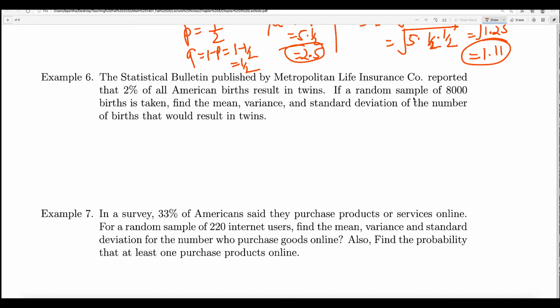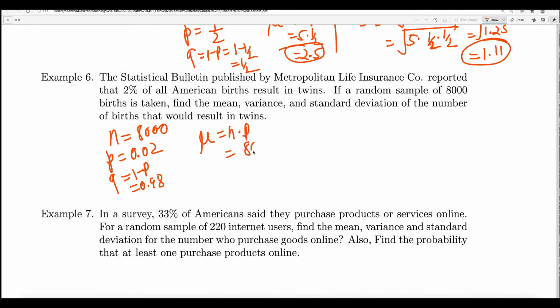If a random sample of 8,000 births is taken, find the mean, variance and standard deviation of the number of births that would result in twins. So what is N? N is 8,000, right? What is P? P is 0.02, that is 2%. What will be Q? Q will be 1 minus P, that will be 0.98, right? So what is the mean then? Mu is N times P. So what do you get? 8,000 times 0.02. I think you will get 160.